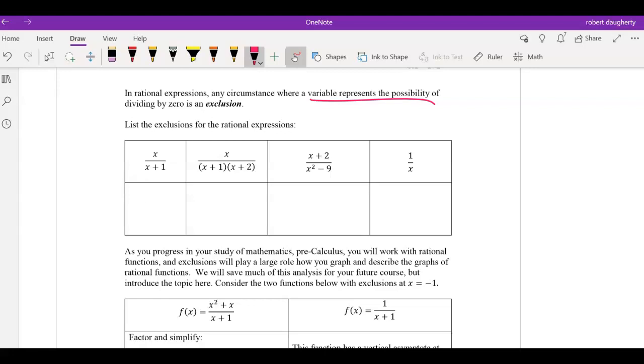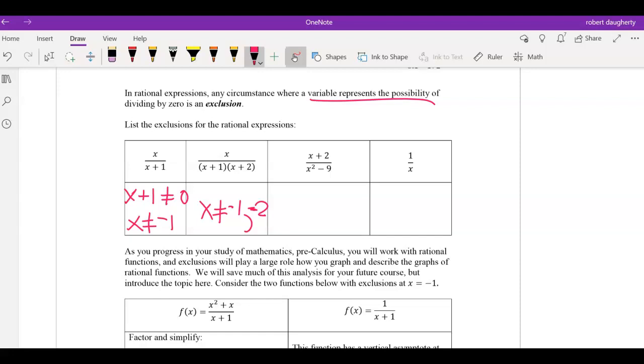So if you look at the first one here, I know that x plus 1 cannot be 0. That means that x cannot be -1. That is an exclusion for that particular problem. Now the top of the fraction is 0, that's okay. It's the bottom cannot be 0, okay? If you look at the next one, I've got two conditions. In the next one, I know that x cannot be -1, and x also cannot be -2. So those are two conditions that would make the next expression equal to 0.